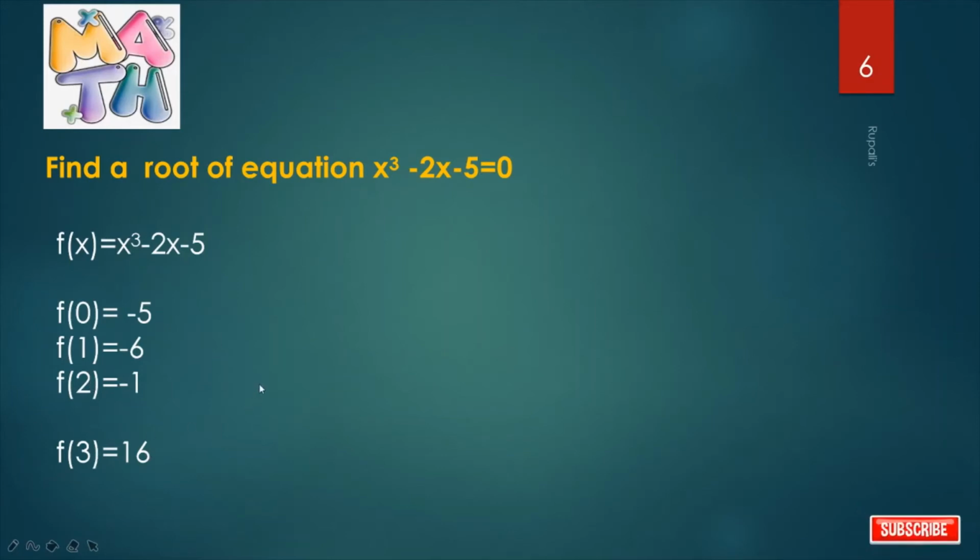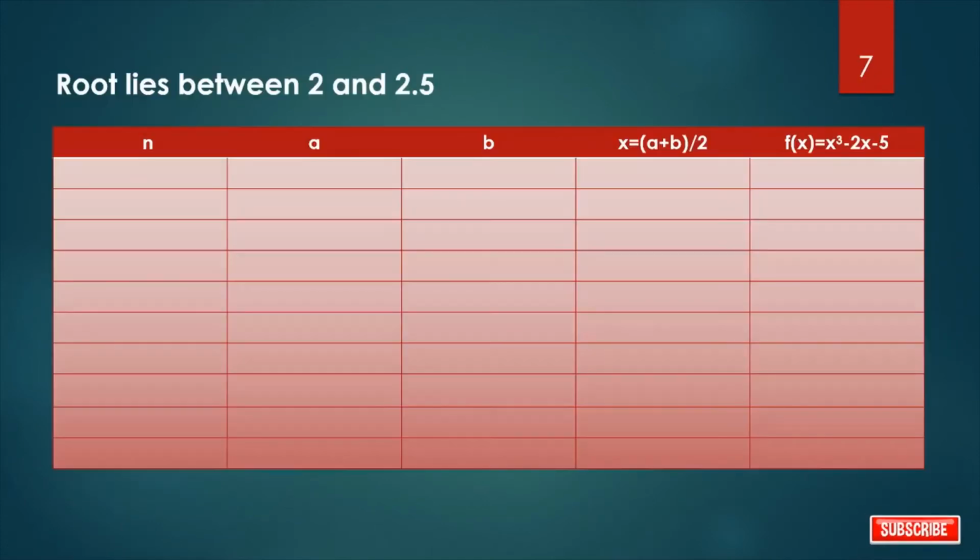Now calculate f2.5. It is 5.625. It is positive. So we can say that the root lies between 2 to 2.5. Because f2 is negative and f2.5 is positive, the root lies between 2 to 2.5. Now this table, there are 5 columns.